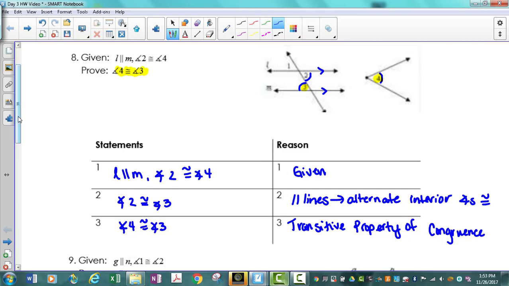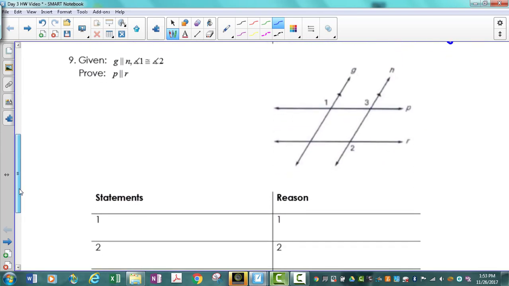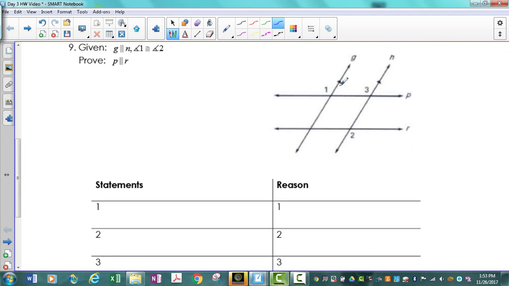Okay, let's take a look at one more. So again, I read my given and I mark my model. So it looks like G has already been marked parallel to N. I do also know that angle 1 and angle 2 are congruent. Now notice those two angles are not on a set of lines that we know are parallel, and they do not share a transversal. But what I want to prove in the end, and again I'm going to highlight, I'm not actually going to mark because I don't know this yet, I want to prove that line P is parallel to line R.